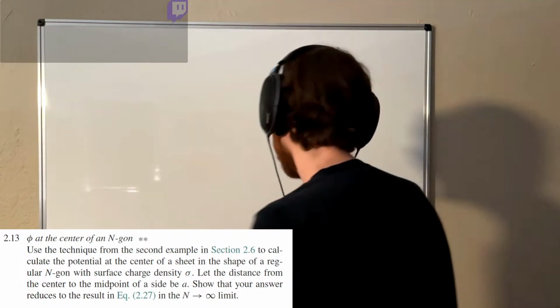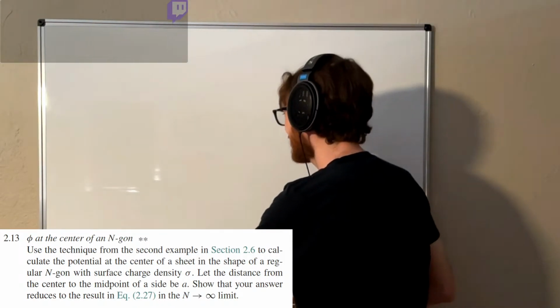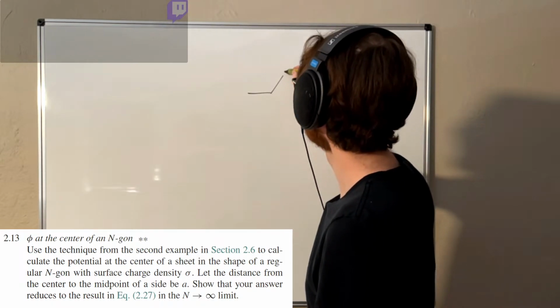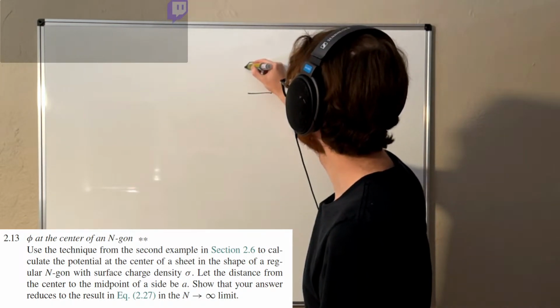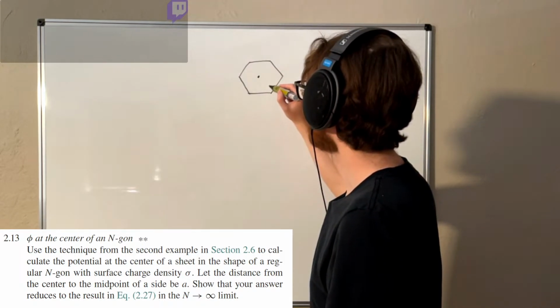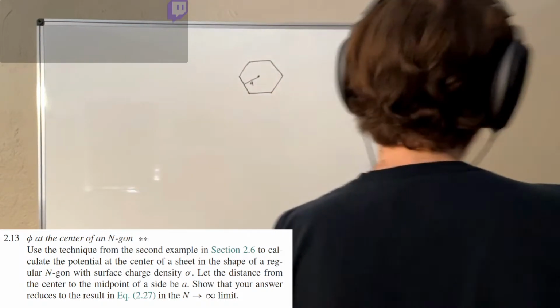Actually, wait, are we finding it on the rim or are we just using that technique? Potential at the center of a sheet. Maybe this isn't so bad. Let's use a hexagon, I guess, as our arbitrary sided polygon. So we're interested in the center. We're calling that distance A from the center to the midpoint.